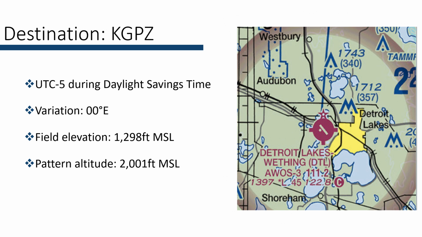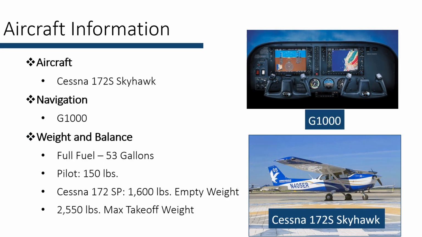At KGPZ, the time zone is UTC-5 during daylight savings time. The variation at the airfield is 0 degrees east. The airport field elevation is 1,298 feet mean sea level, and the pattern altitude is 2,001 feet mean sea level. The flight will be conducted in a Cessna 172S Skyhawk. The aircraft will be outfitted with a G1000 navigation system.